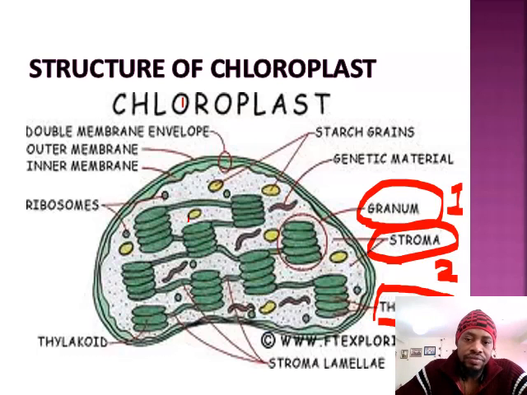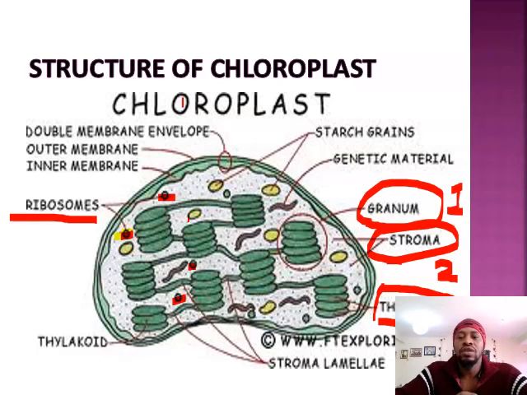Now again, if we look inside the stroma, we will find little molecules like this one here. These little molecules, we call them ribosomes. There's quite a number of them around. We call them ribosomes. And what are ribosomes? Ribosomes are the site for protein synthesis. It means they are the place, the area, or the factory where proteins are made.